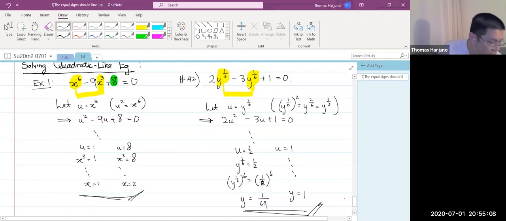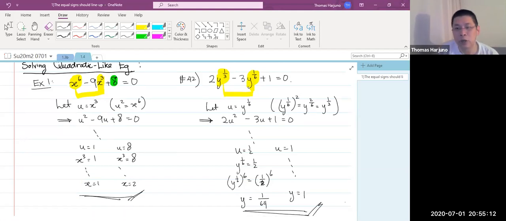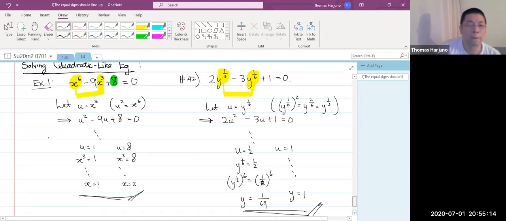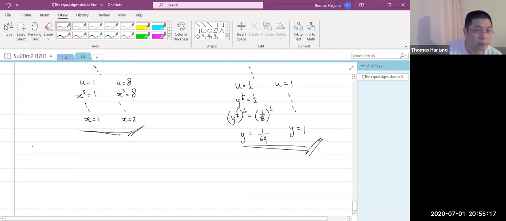Okay, I have 5 minutes left. Let me do one more problem. Actually, you can do this, but I do it for you. Okay. Number 40, which actually has two different ways to do this problem. Two totally different ways.